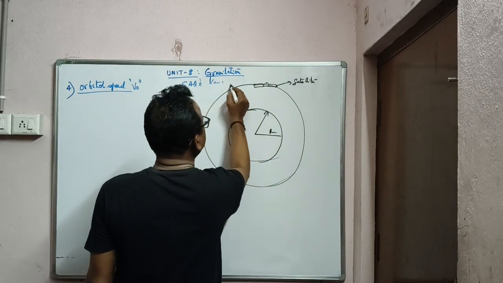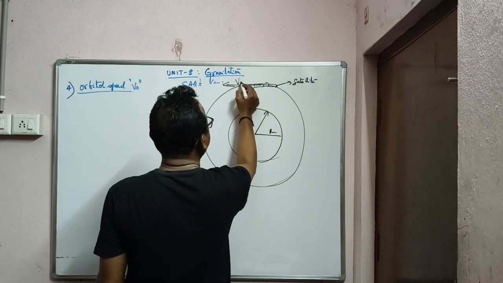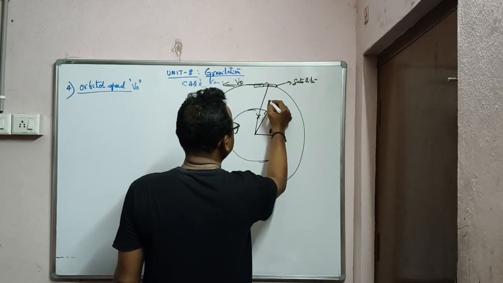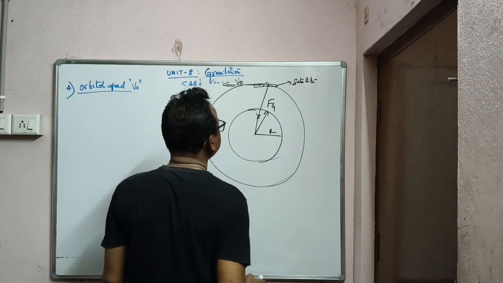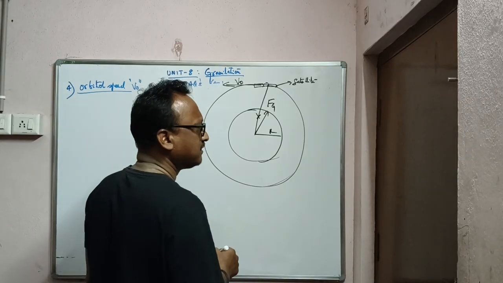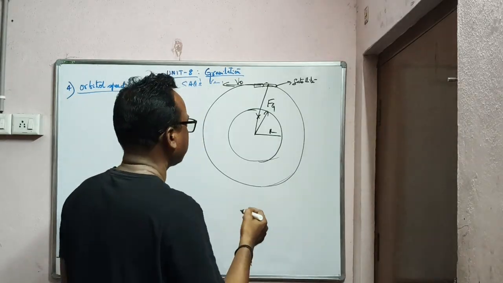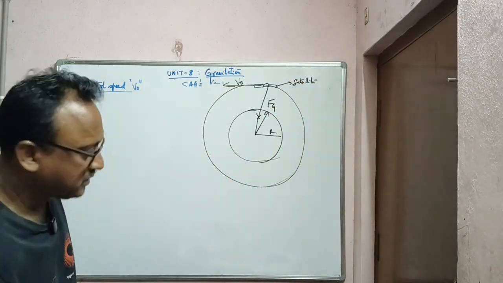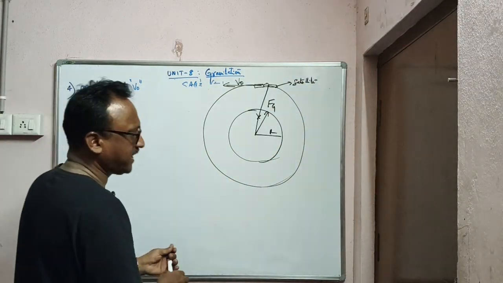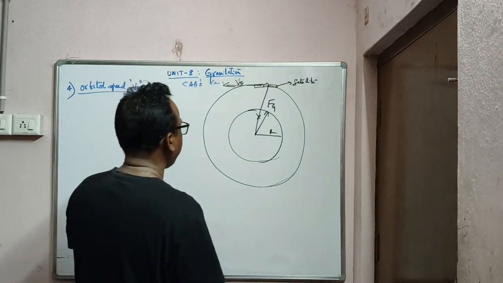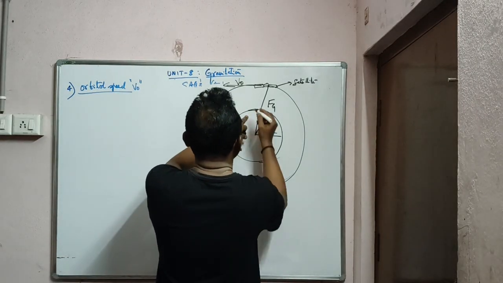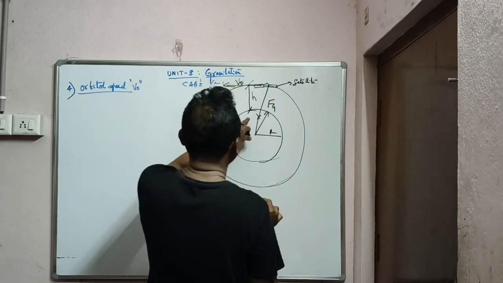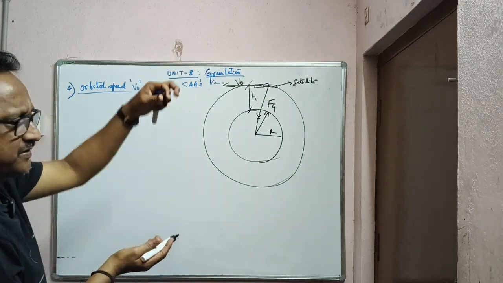It is revolving. It is having some horizontal velocity v0, and also gravitational force is pulling downwards, and also centrifugal force is acting outward, helping it. So what is happening? The satellite is at a height h from the surface of the earth.